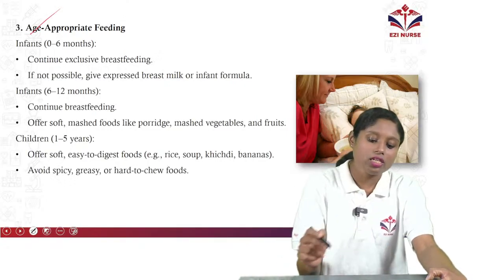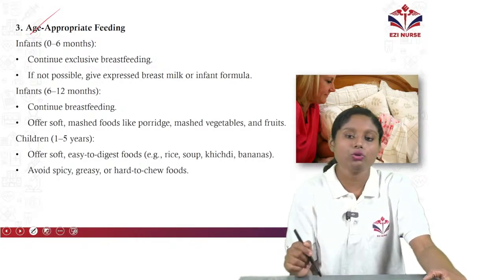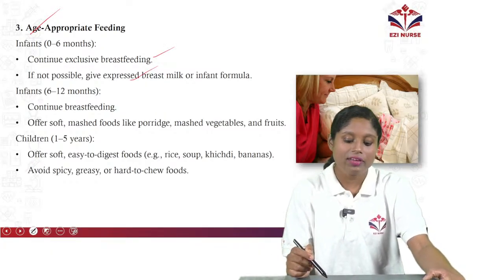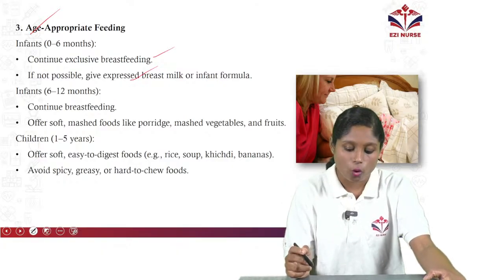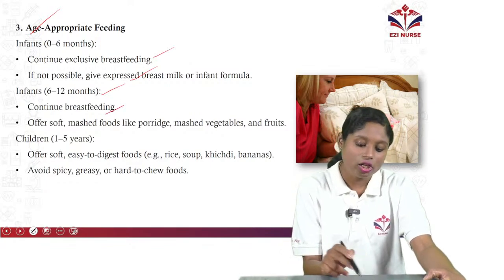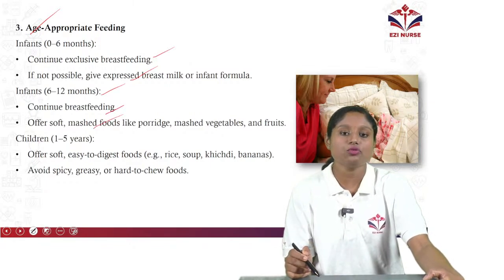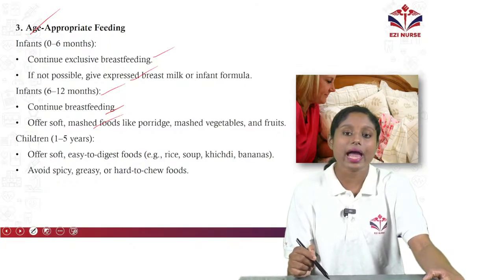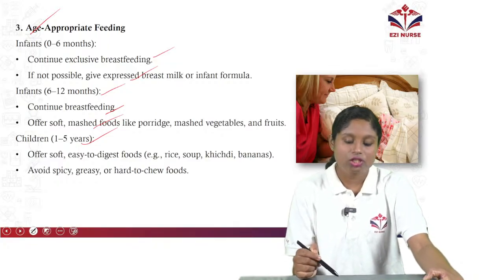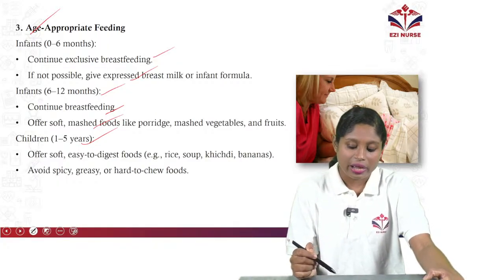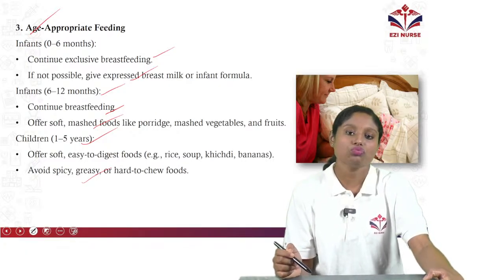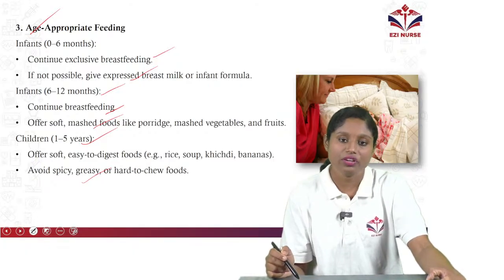Next is age-appropriate feeding. Infants 0 to 6 months: if the baby is sick, continue exclusive breastfeeding. If not possible, give expressed breast milk or infant formula milk. Infants 6 to 12 months: continue breastfeeding and offer soft mashed food like porridge, mashed vegetables and fruits. Children 1 to 5 years: offer soft, easily digested foods, for example rice, soup, khichdi, banana. Avoid spicy, greasy or hard-to-chew foods. This is the age-appropriate feeding in a sick child.